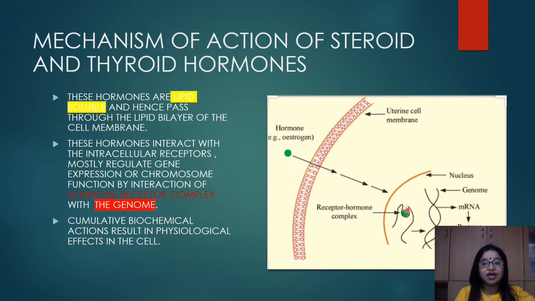So here they come and actually regulate gene expression. They work at the level of the genes and show their action there. And they function by interaction of the hormone receptor complex with the genome. So basically, they are going to directly show their action on the genome. And because of this, there will be cumulative biochemical actions which result in physiological effects within the cell, and that is how these hormones act.